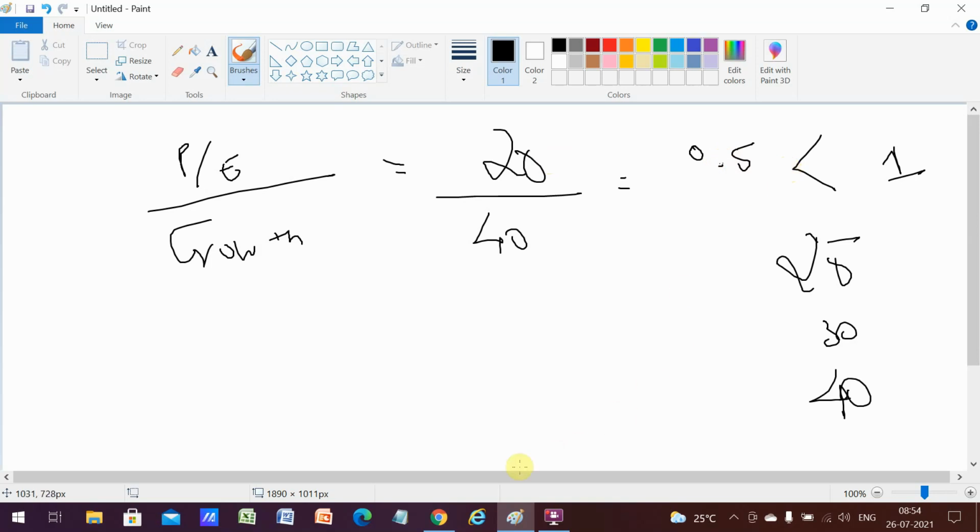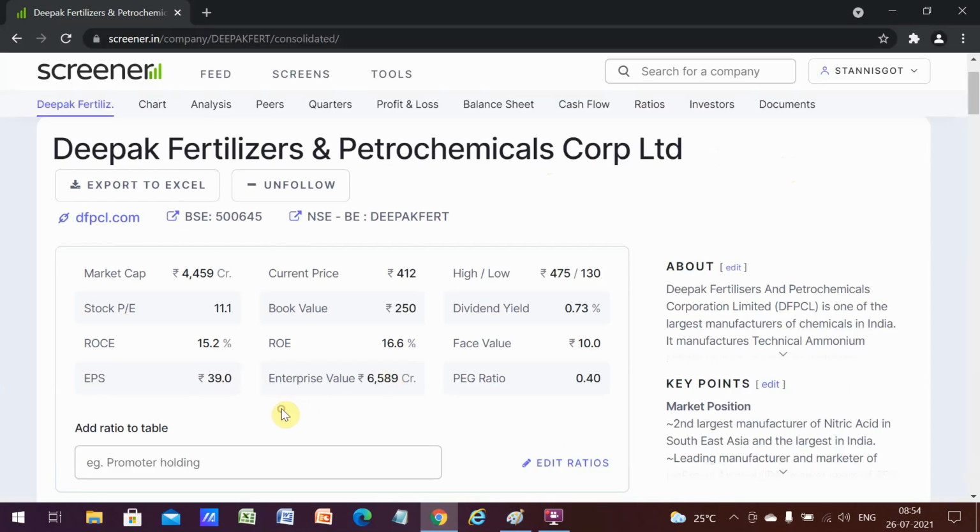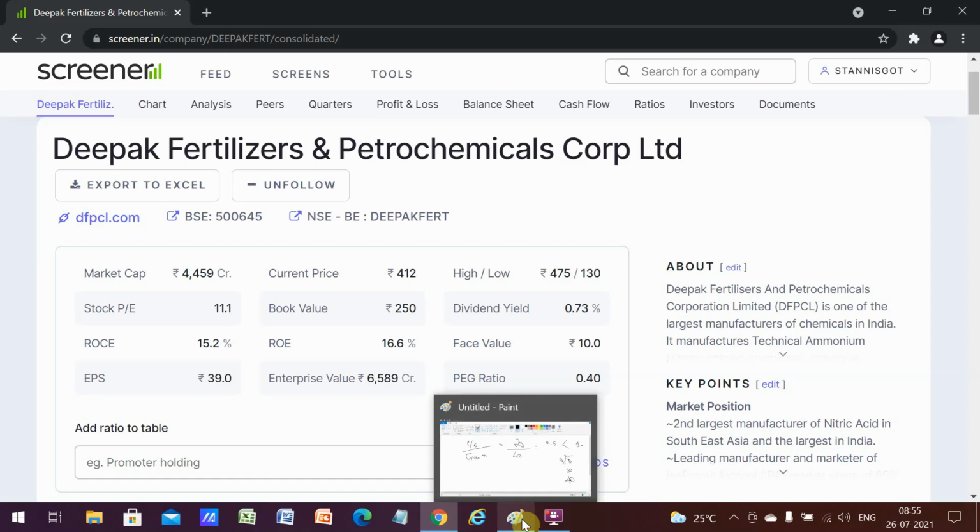So for example, if you look at Deepak Fertilizer, the PEG ratio is 0.40. That means their earnings growth is much higher than what PE the market is giving them. Okay, so that is about the PEG ratio. Quickly, we'll finish off the market cap and the enterprise value.